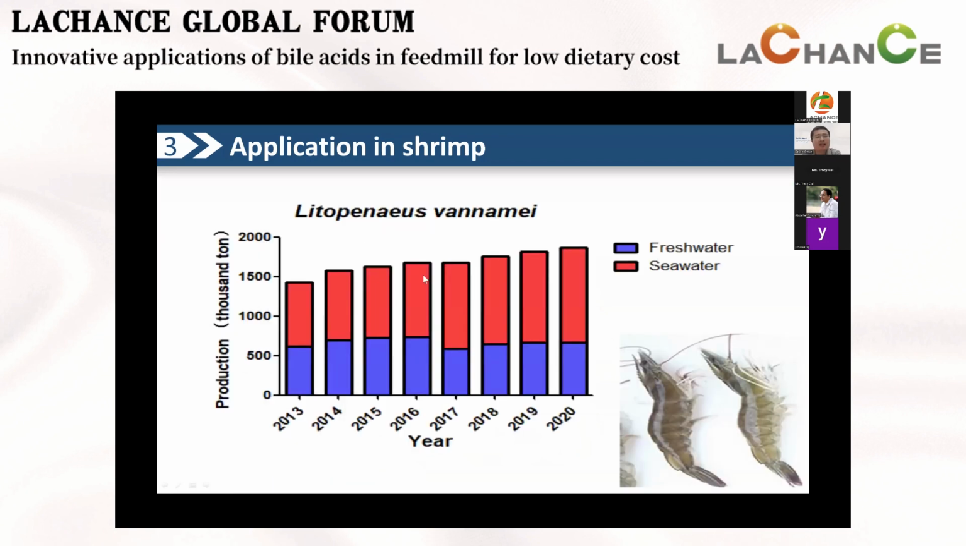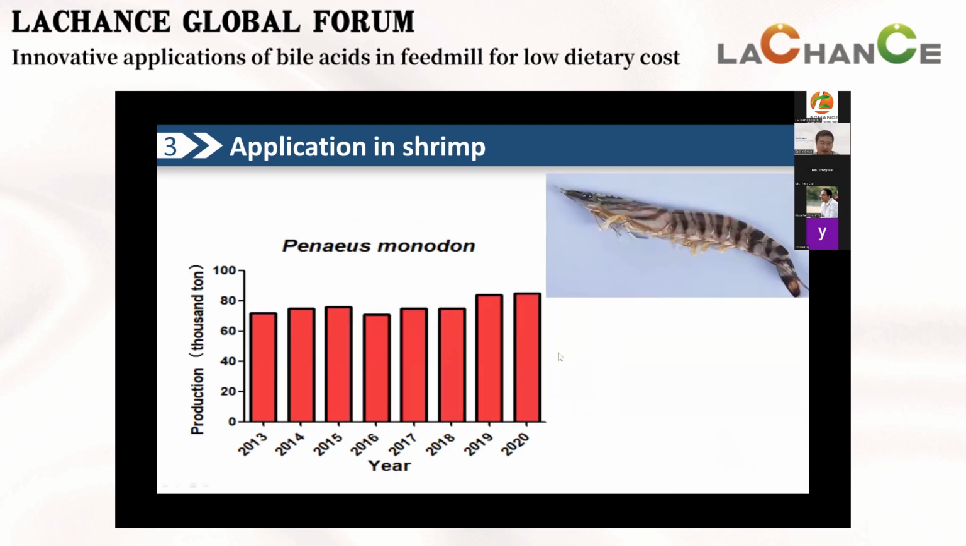And in China, the most important shrimp is the Litopenaeus vannamei. The production in China is close to 2 million tons. The second most important shrimp in China is Penaeus monodon, which is until now about 100,000 tons in China.